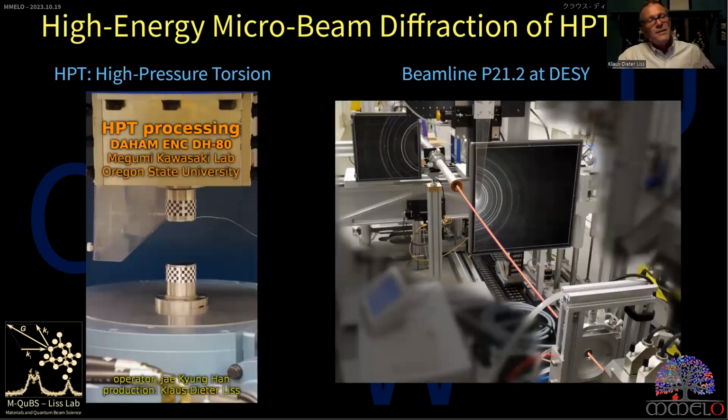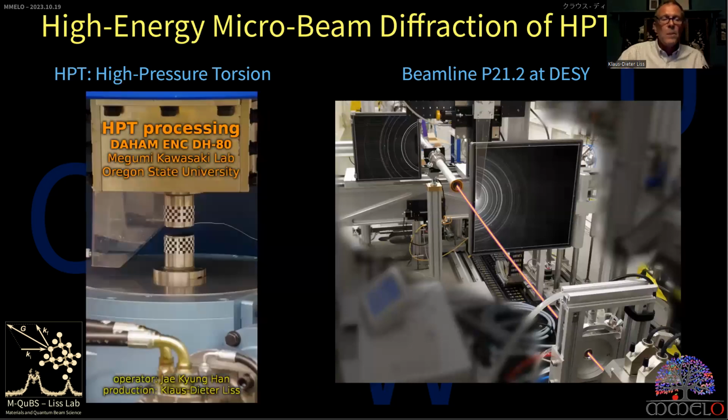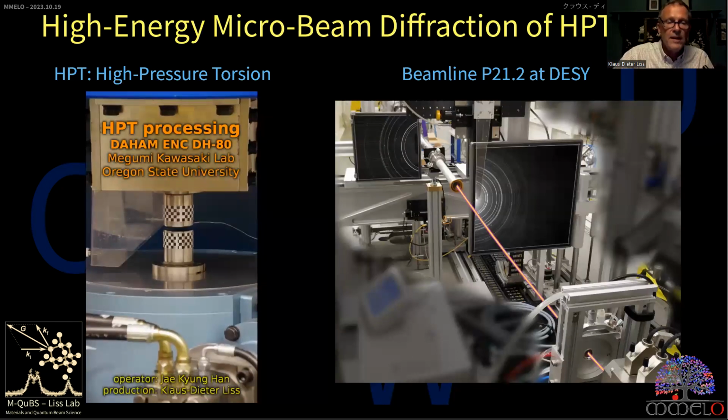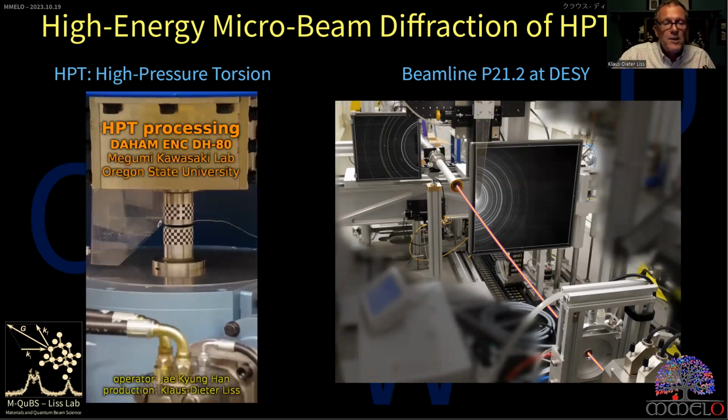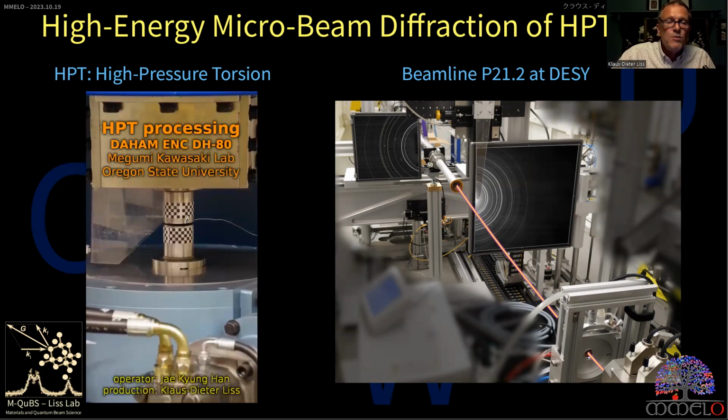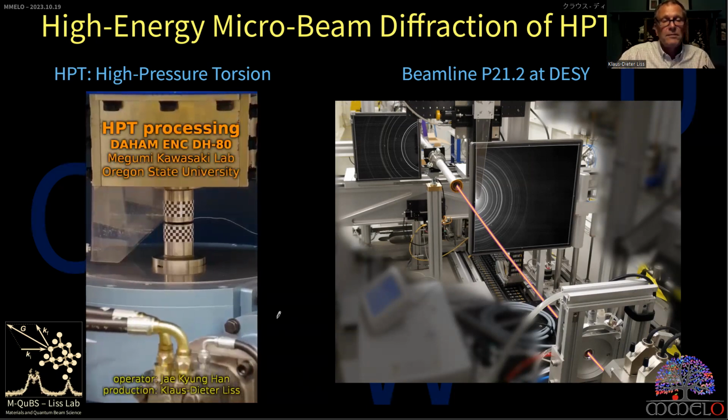Now I'd like to take the same material and do some high pressure torsion. High pressure torsion is a severe plastic deformation process, which is shown here. We put the material between two anvils, and in this case the lower anvil rotates against the upper anvil. This is together with Megumi Kawasaki, who is a professor at Oregon State University in the US.